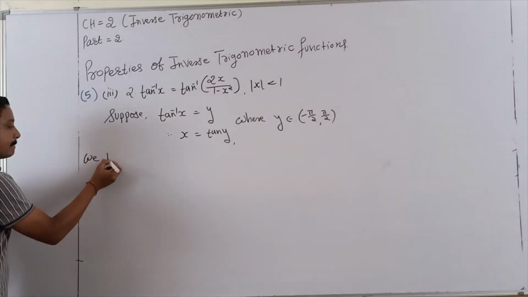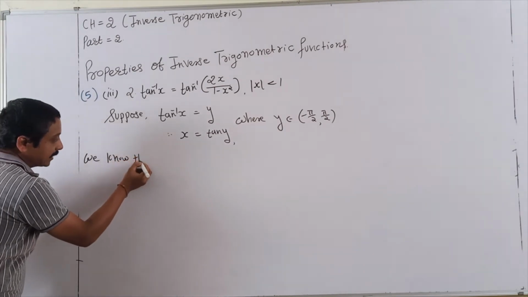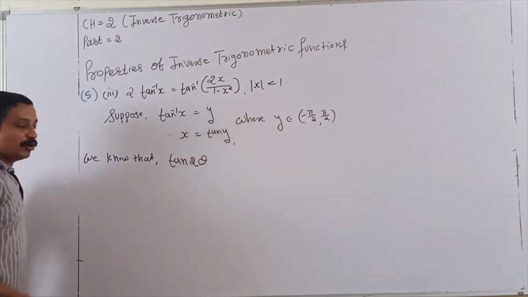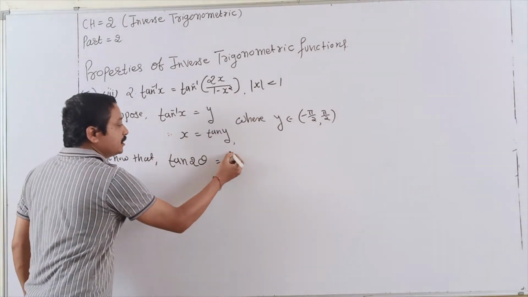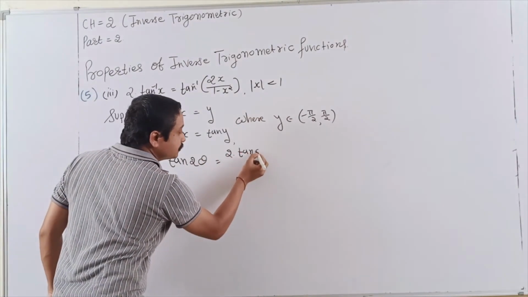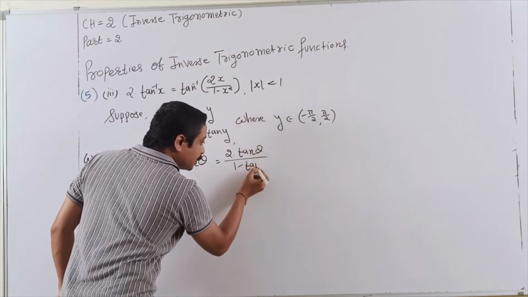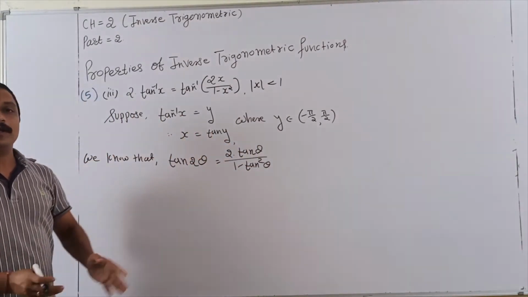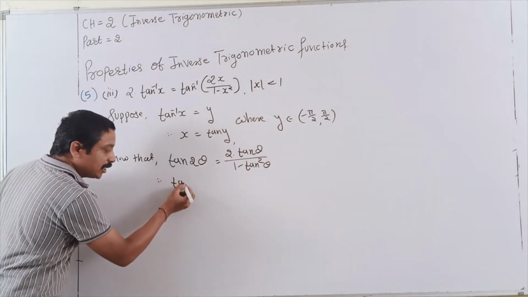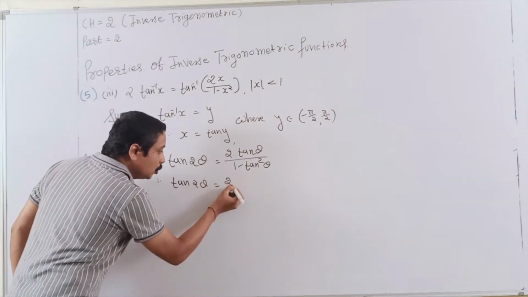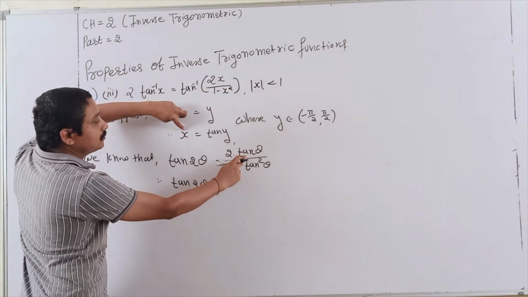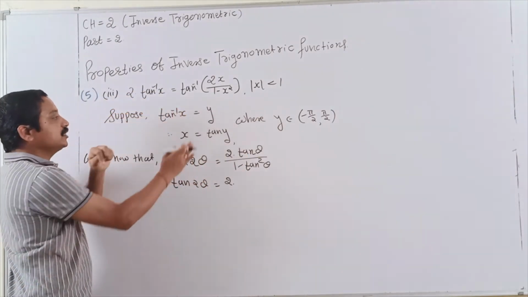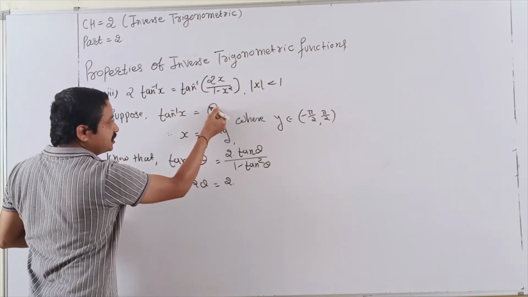Now students, you know the formula. What is the tan 2 theta formula? Yes, it is 2 tan theta upon (1 minus tan square theta). That property is utilized in this numerical. So tan 2 theta is equal to 2 tan theta, what is tan theta, I mean what is tan y, in the theta formula.